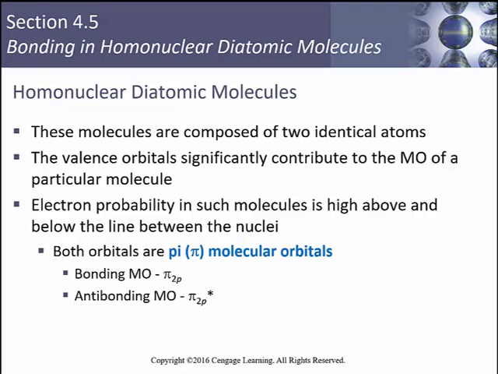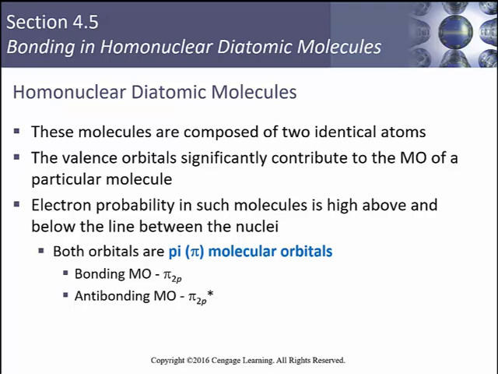Homonuclear diatomic molecules are ones in which we combine 2 atoms of the same type. So something like N2, O2, H2, F2, Cl2. Those are homodiatomic, same nuclei, 2 atom molecules. These molecules are composed of 2 identical atoms. The valence orbitals significantly contribute to the MO, molecular orbitals of a particular molecule. Our electron probability in such molecules is high above and below the line of the nuclei. Both orbitals are in pi molecular orbitals.